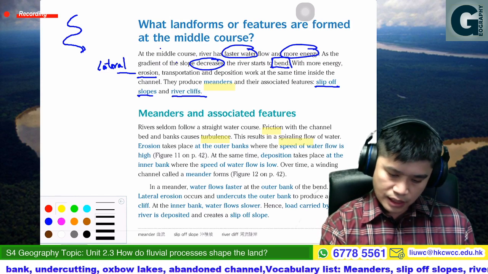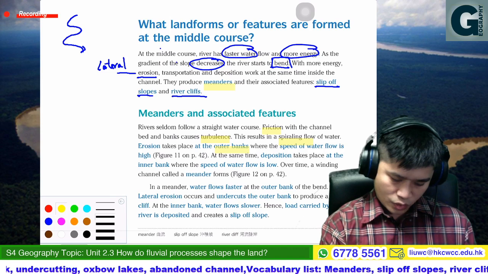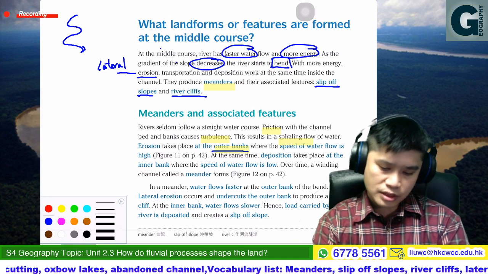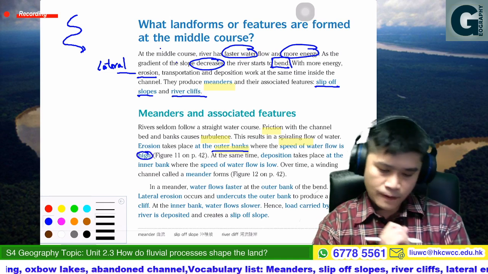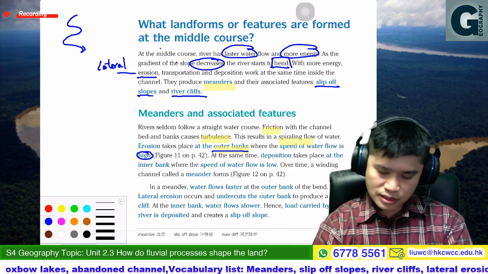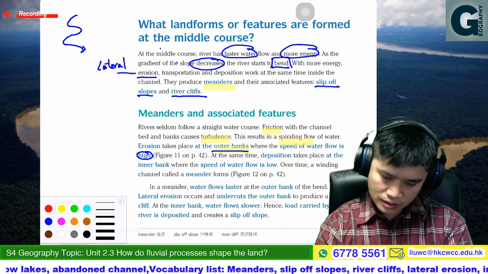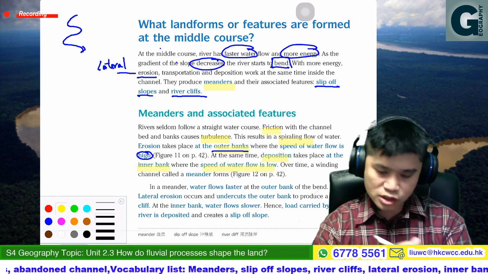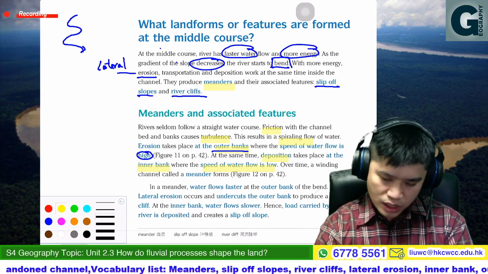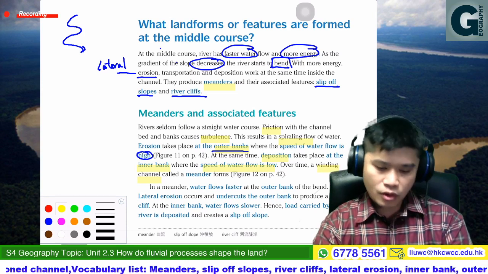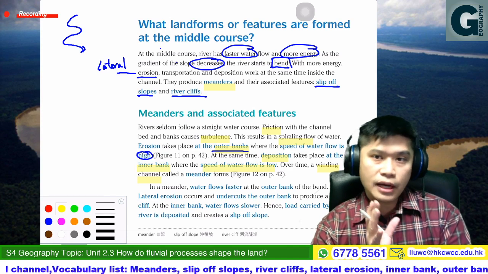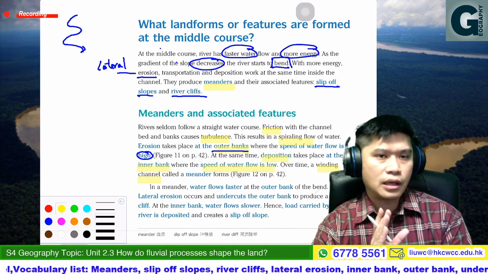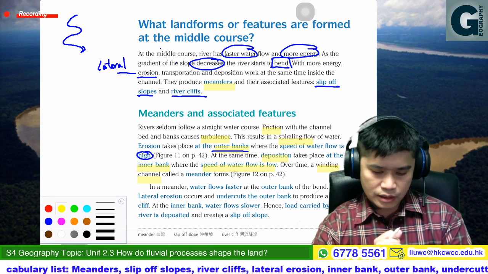Erosion takes place at the outer bank, this one we must highlight, very important, where the speed of water flow is high. At the same time, deposition takes place at the inner bank where the speed of river flow is slow. Over time, a winding channel called meander forms. So that would be the paragraph to describe the formation of meander.